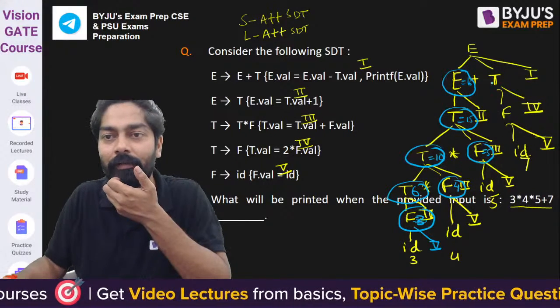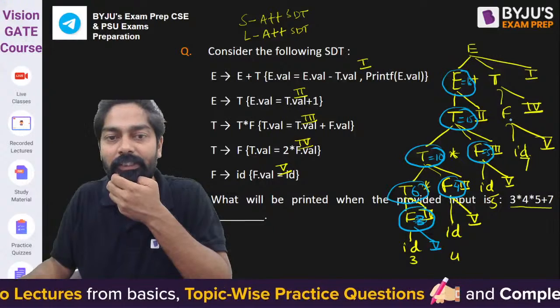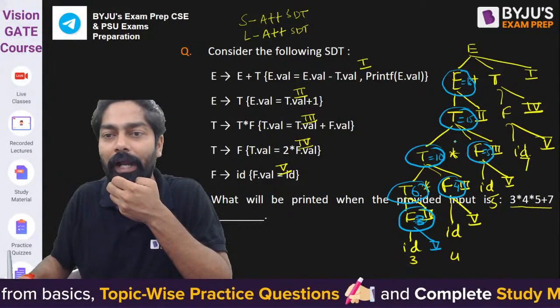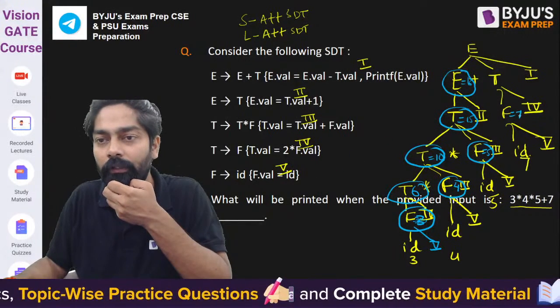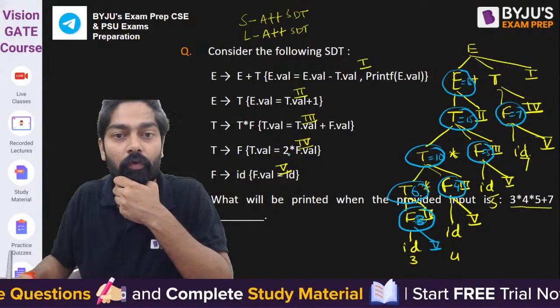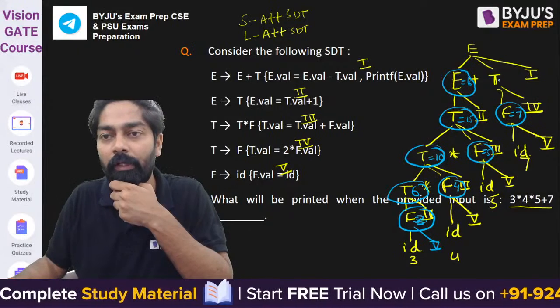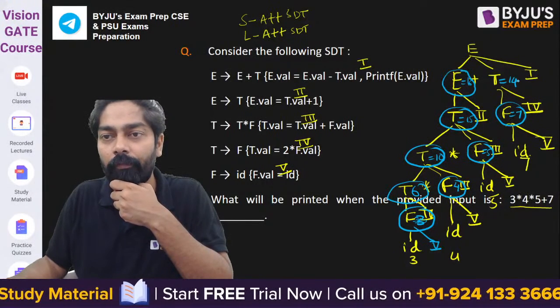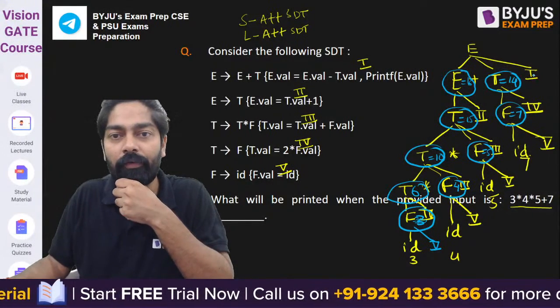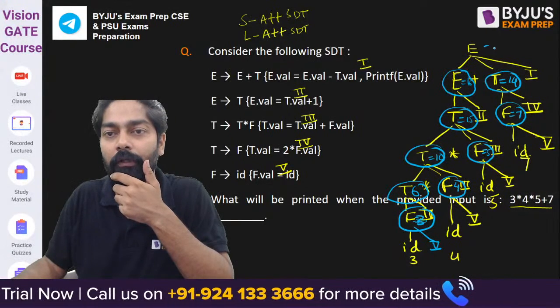Okay, 16 here. Let me check here. What is 5? F dot value will equal ID, which is 7, so the F value will become 7 here. What about this one, 4? It is 2 into F dot value, which is 2 into 7, so 14. What is the first one? E value minus T value means 16 minus 14, which is 2.